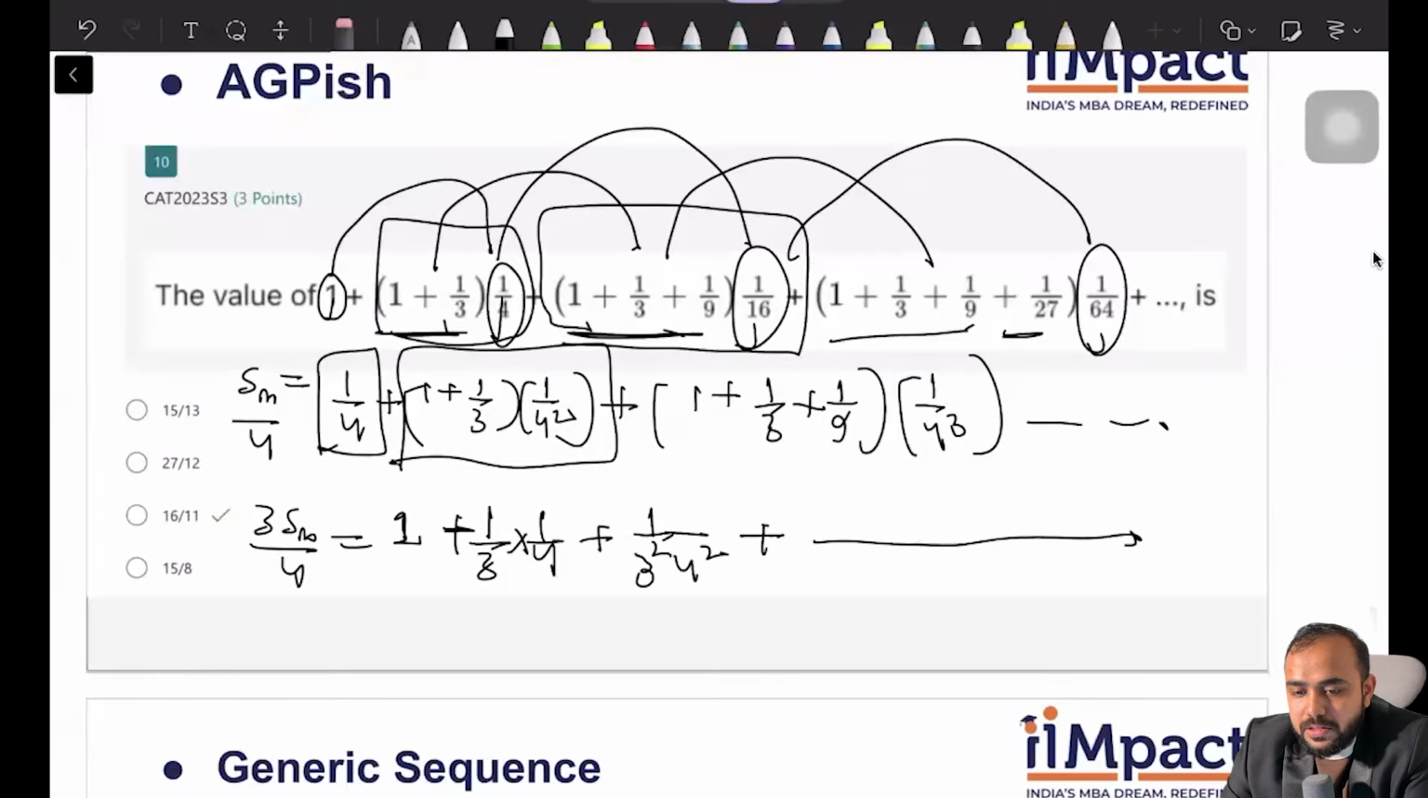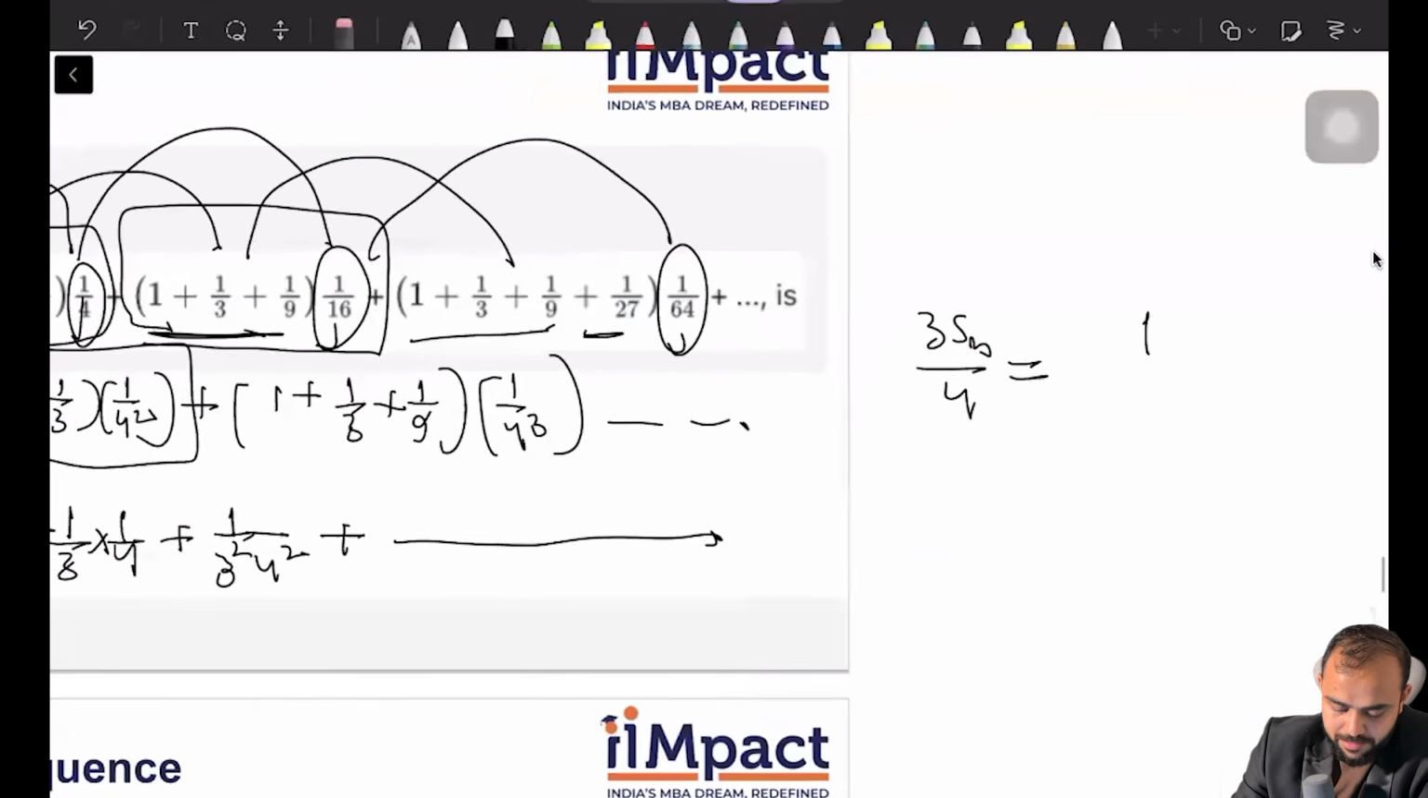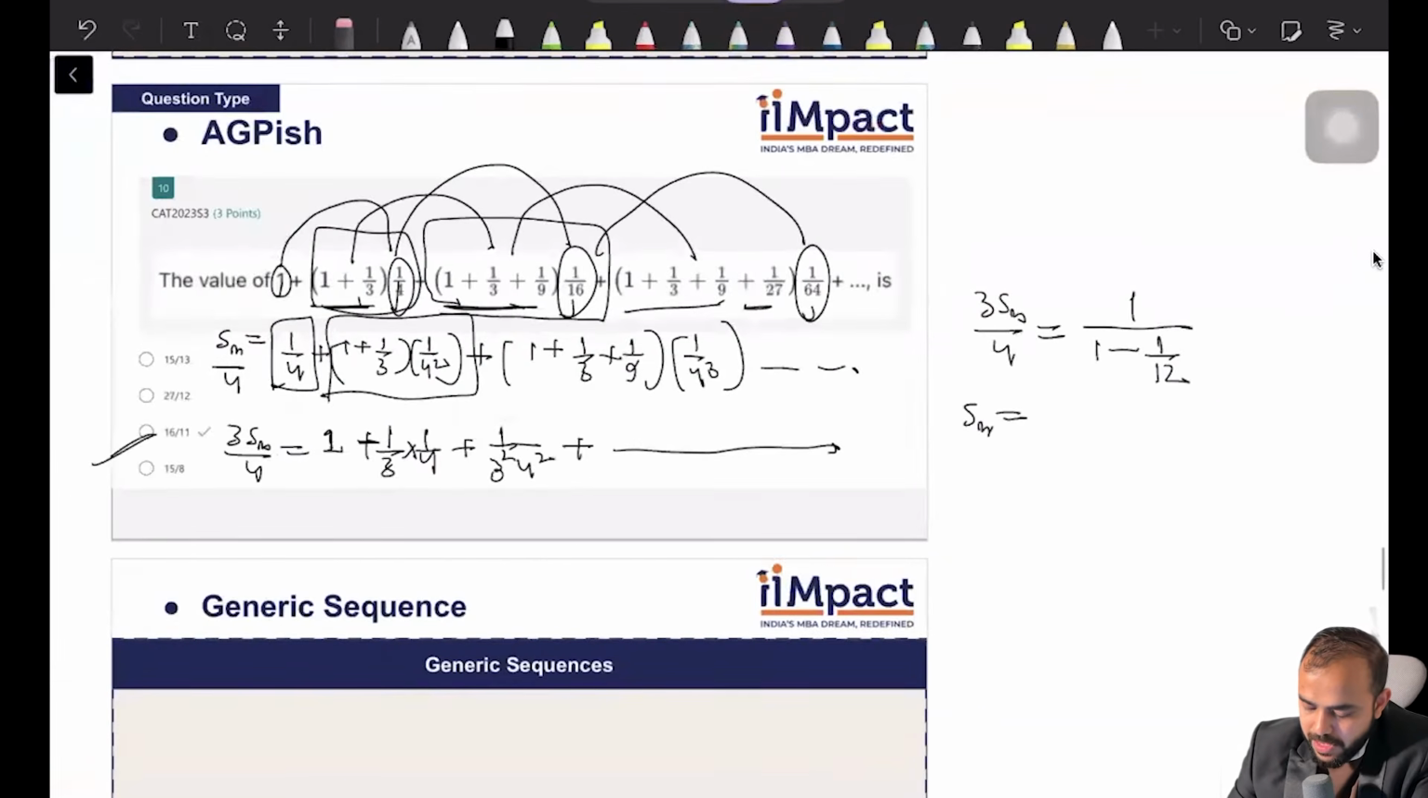Can you spot the sequence? Yes, this is an infinite GP. 1, 12. So common ratio is 1 by 12. So your answer will be that 3 Sn by 4 is equal to first term, which is 1 here, divided by 1 minus 1 by 12. So you will get Sn is equal to, I think, 16 by 11.